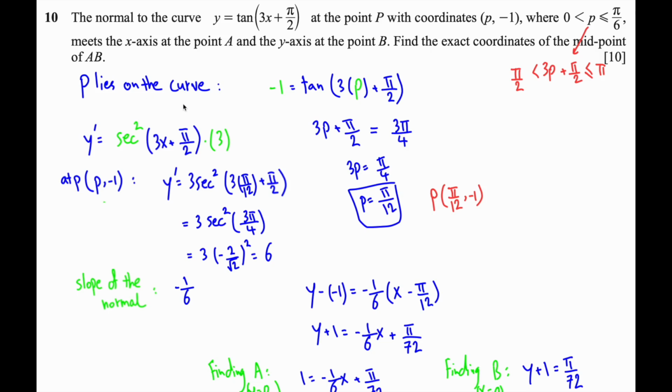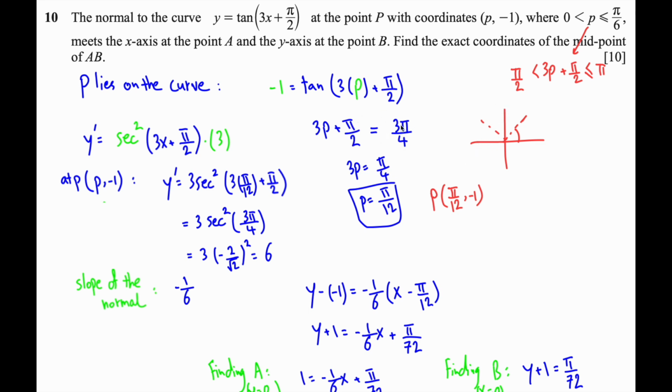However, since P lies on the curve, that means it must satisfy the equation of the curve. So you just go ahead and substitute y with negative 1 and x with P. This is what you get. You can take arc tan from both sides. So which angle has its tangent equal to negative 1? That is 3 pi over 4 in the second quadrant. In the first quadrant, the tan of pi over 4 is 1. The tan of 3 pi over 4 is negative 1, since sine is positive and cosine is negative.